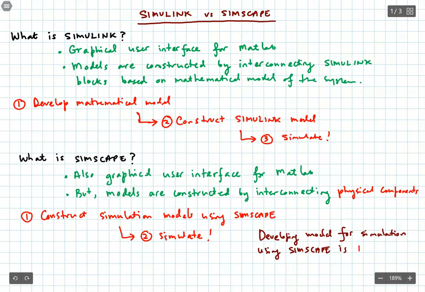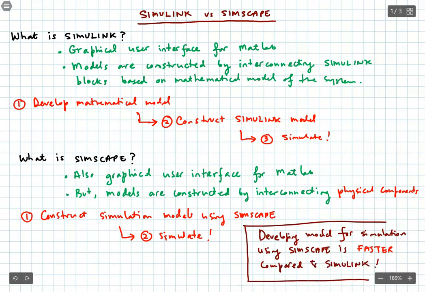The disadvantage of using SIMSCAPE is that we miss the physical insight of the model. It is not possible for us to predict the behavior or precisely describe the simulation results without knowing the mathematical model of the system. I'm going to illustrate the difference between simulating using SIMULINK and SIMSCAPE by using a simple parallel RC circuit.